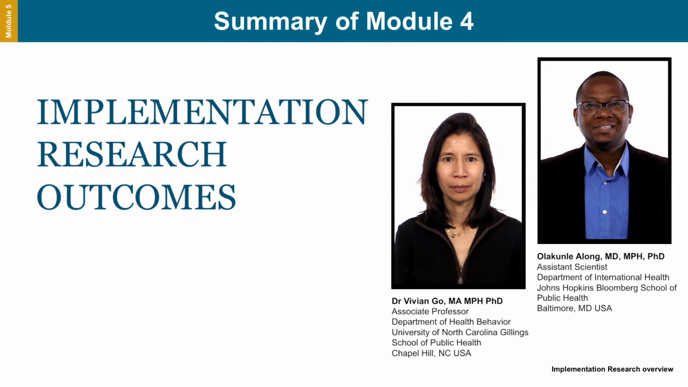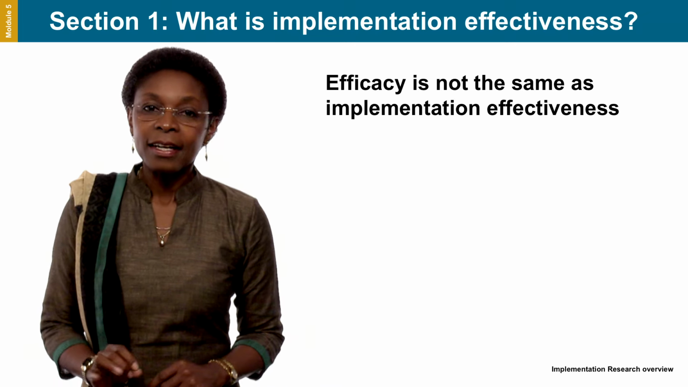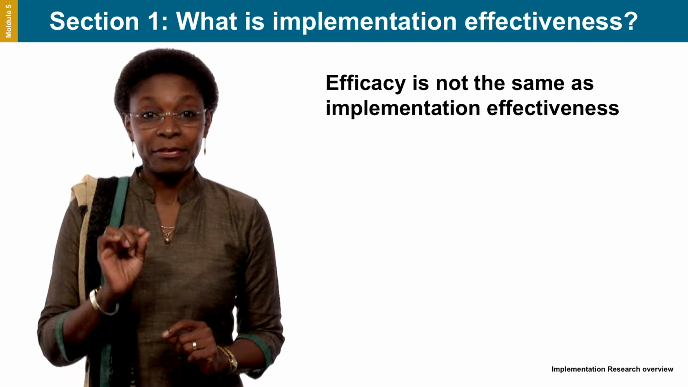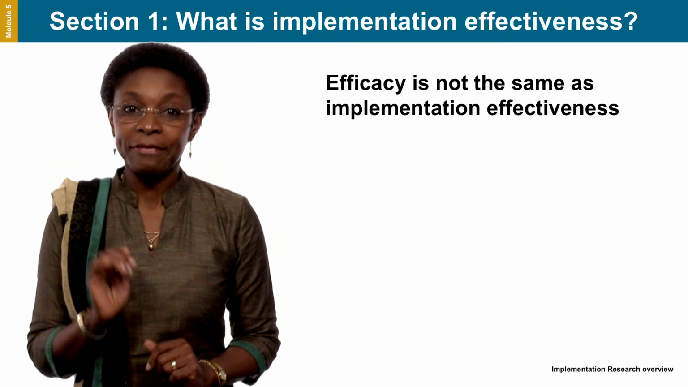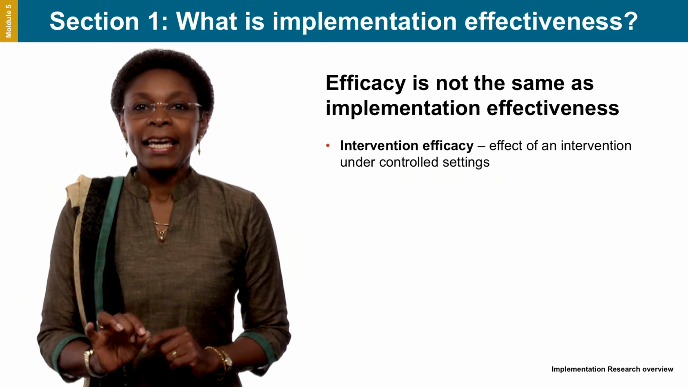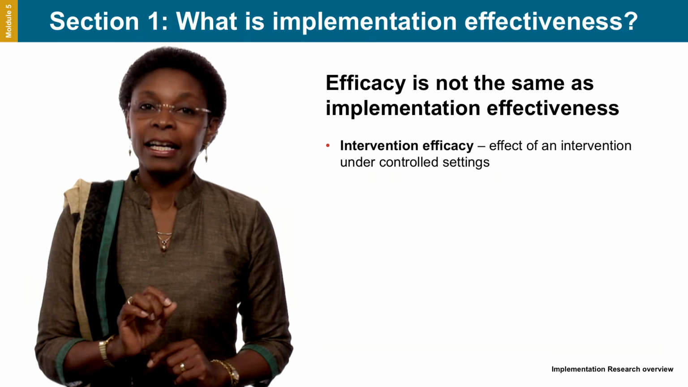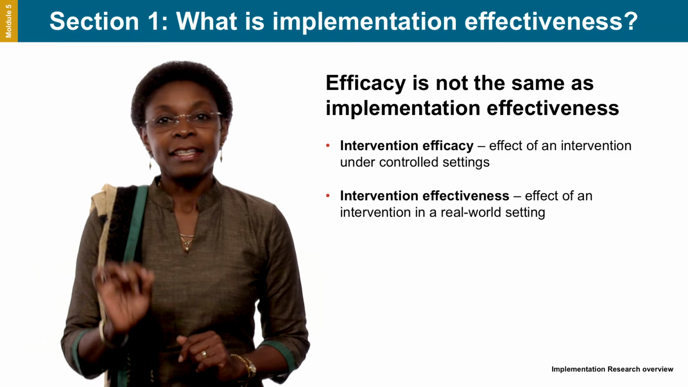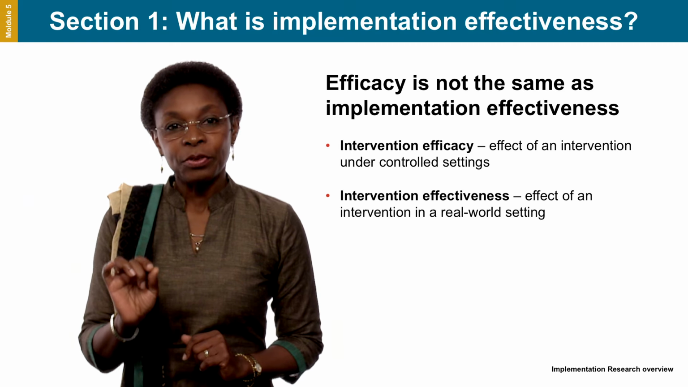In Module 4, Dr. Olakunle Alonge and Dr. Vivian Go provide a detailed explanation of how to evaluate implementation research by clearly articulating appropriate implementation research outcomes. They start by making an important distinction between efficacy of an intervention and implementation effectiveness. So, intervention efficacy is the effect of an intervention under controlled settings. Intervention effectiveness is the effect of an intervention in a real-world setting.